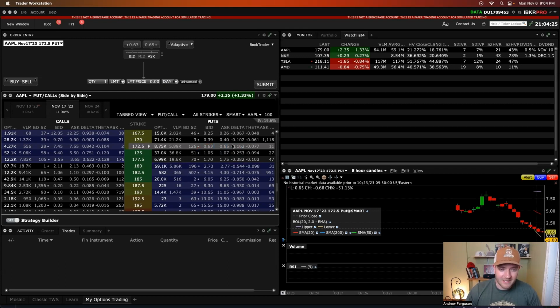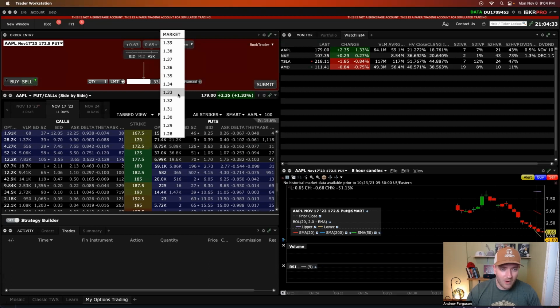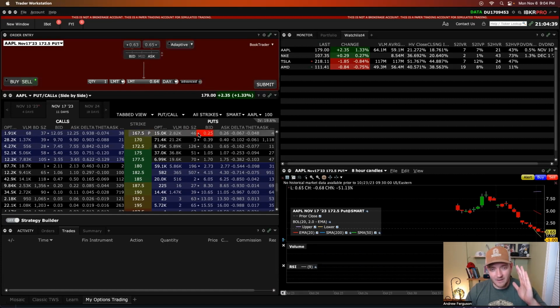For this trade, if I was to sell this 172.5 put on Apple, I would get paid the middle between 63 and 65. So let's call it $64, right? For 100 shares. Not a bad return, day at the office. And I would have a delta there of 16.2, meaning I have a 16% chance of having to buy Apple when I make this trade right now.